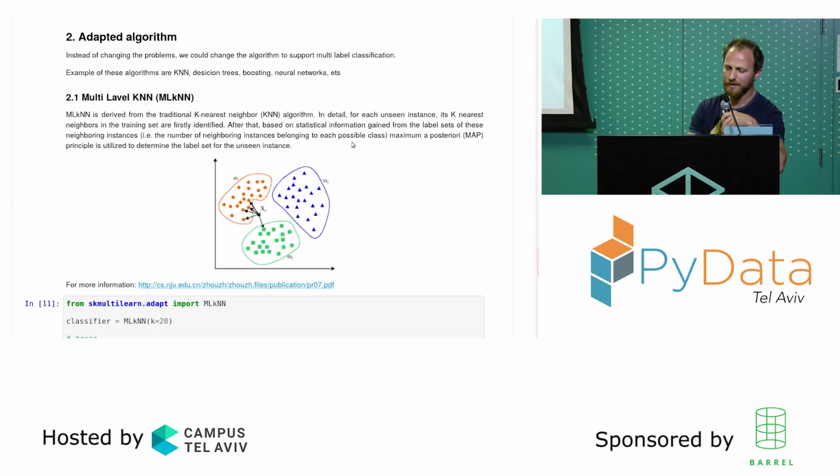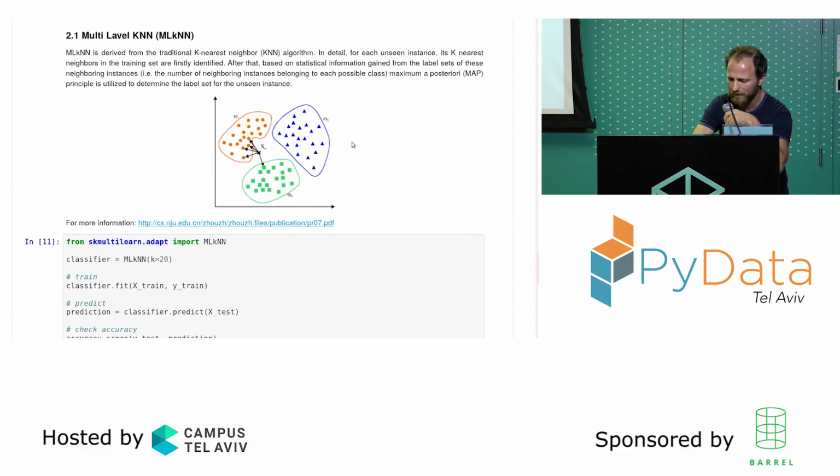So the next technique is adapted algorithms. As you know, we have multiple algorithms for single-label classification, like k-nearest neighbors, decision trees, some boosting, neural networks, and all kinds of stuff. And some very smart people at universities thought of it and adapted them into multi-label problems. So for example, I have multi-label KNN. I'm sure you're familiar with the KNN algorithm. I'm not going to explain the multi-label KNN because I don't fully understand it.